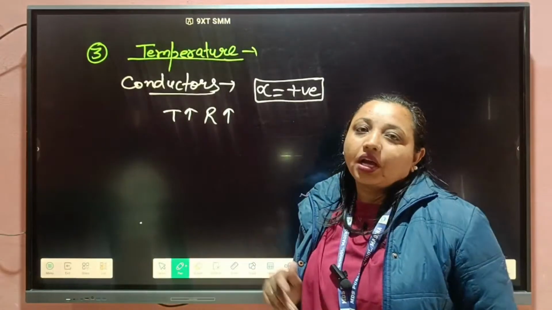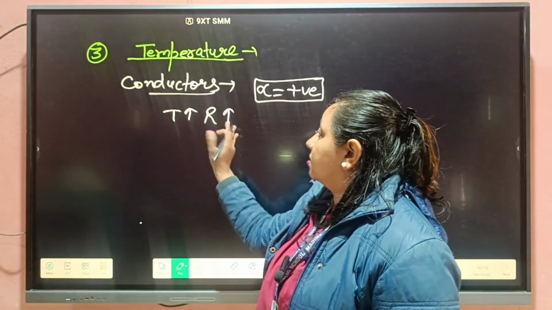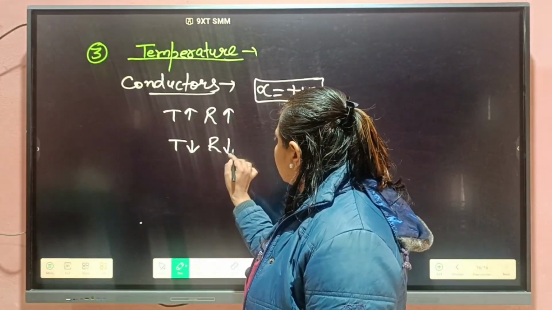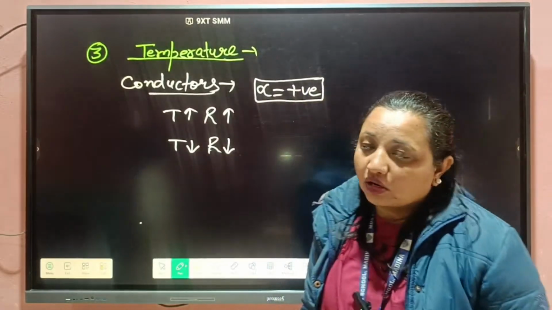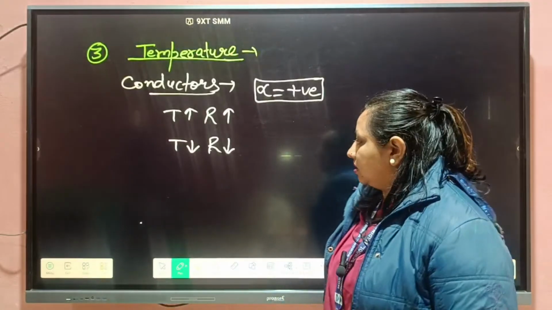So this is how the temperature affects it. If we increase the temperature, the resistance of conductors will also increase. If we decrease the temperature, then their resistance decreases in the case of conductors. So this is how the temperature affects the resistance.